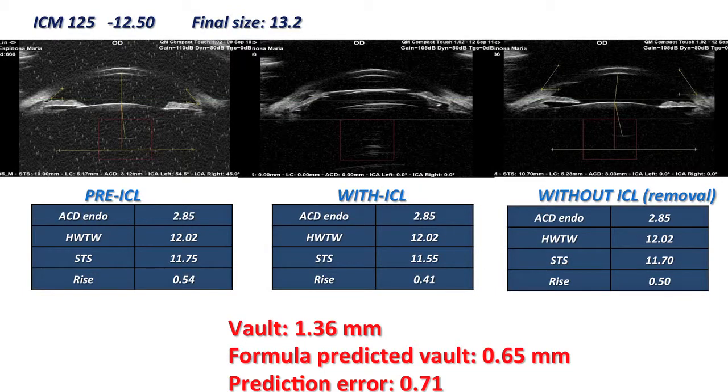We see some examples. For example, this is a pre-op ICL case, minus 12.5 with a 13.2 millimeter ICL implanted. And we can see that here we got a prediction error of 0.71, a very big one, which addresses that outlier we were seeing before. And you might ask, why did this occur? I don't know. This was just the real numbers of a real case. There is some variability, and unfortunately I have to tell you that even if you do this with so many cases, you still find some cases that fall outside the prediction, even in the same patient.